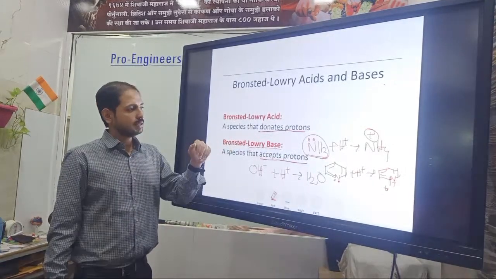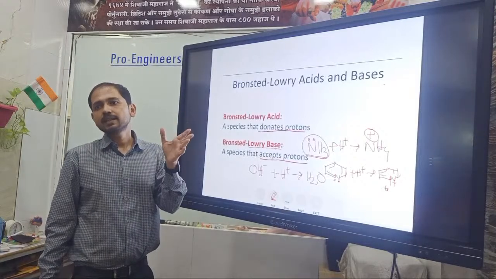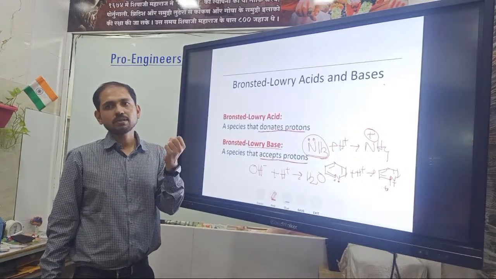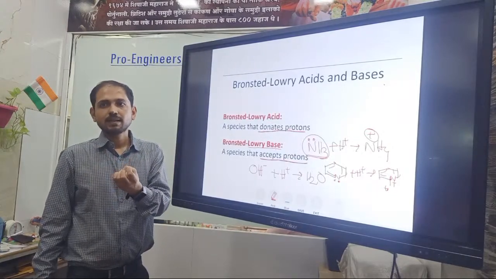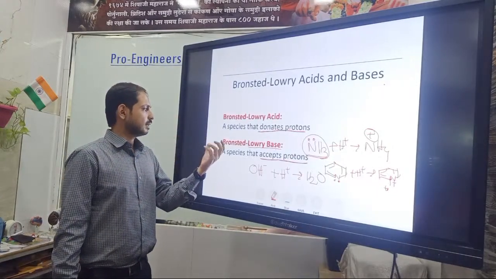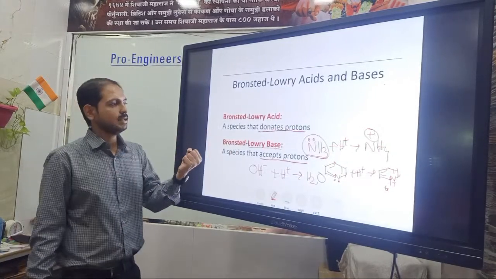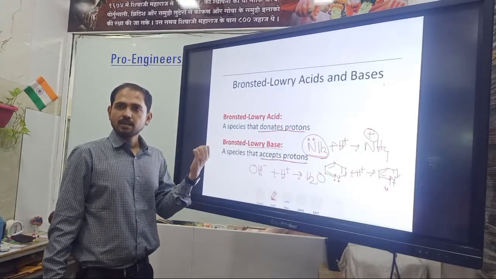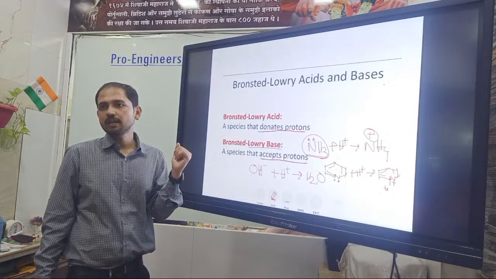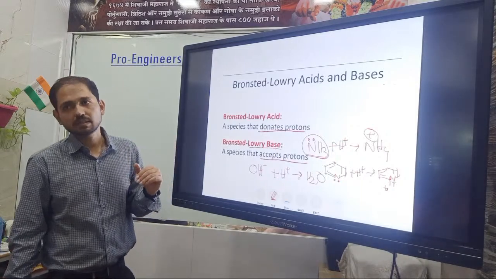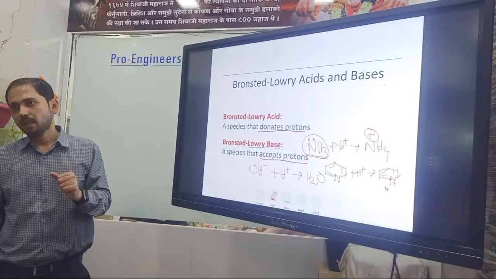We know ammonia is a base, but according to the Arrhenius theory we can't explain that ammonia is a base, because if you dissolve ammonia it will not produce OH-. But according to the Bronsted concept, as it can accept H+ and give the ammonium cation, it is a base. So Bronsted acid-base theory easily explains the basic nature of ammonia, whereas Arrhenius theory fails to explain it.